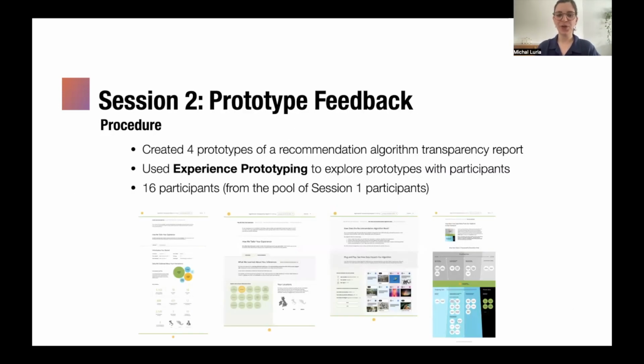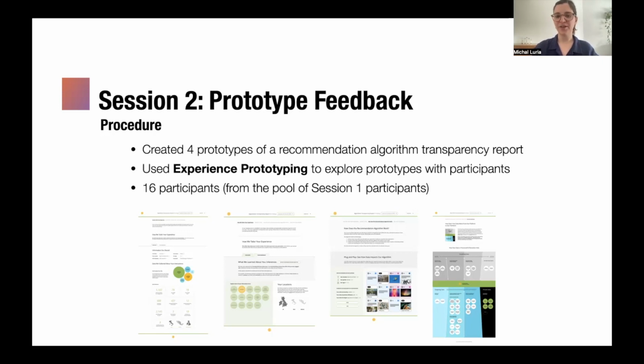For the second session, we went out and spent a few months creating prototypes of what a recommendation algorithm transparency report could look like based on our findings from the first session. Now, these are not intended to be a template of what an algorithmic transparency report should be, but rather initial ideas of the different directions that these reports could take. And we came back to users with these prototypes and used experience prototyping to explore what are the different elements of the design, what is useful, what isn't, and so forth.